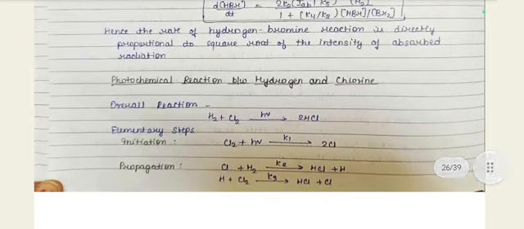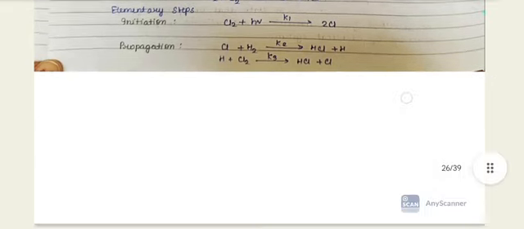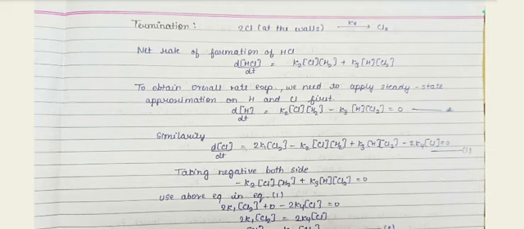Photochemical reaction between hydrogen and chlorine. Overall reaction: H2 + Cl2 → 2HCl under light. Elementary steps: initiation, Cl2 + hν → 2Cl (k1); propagation, Cl + H2 → HCl + H (k2), H + Cl2 → HCl + Cl (k3); termination, 2Cl → Cl2 at the walls (k4). The net rate of formation of HCl is d[HCl]/dt = k2[Cl][H2] + k3[H][Cl2].